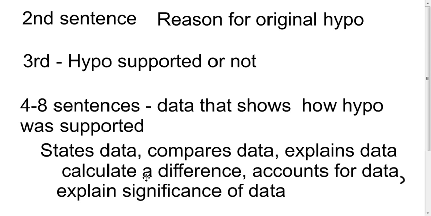You're going to calculate a difference between some data points. This was that much more than that trial. You're going to account for data, and that means basically explain what the data means, and last thing it says here is explain the significance of the data, and then write sentences like this means this about this data set. That means that the data shows the hypothesis was proven or not, or supported or not, is what I should say.